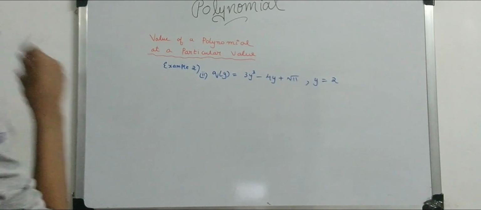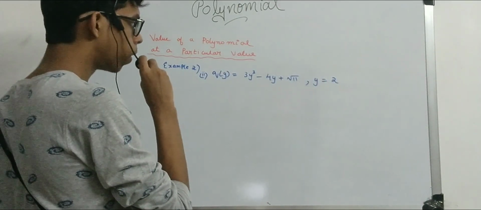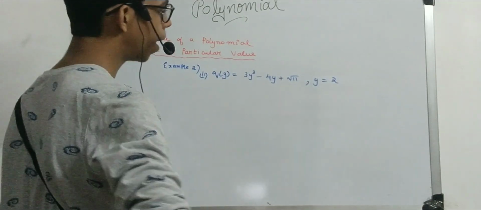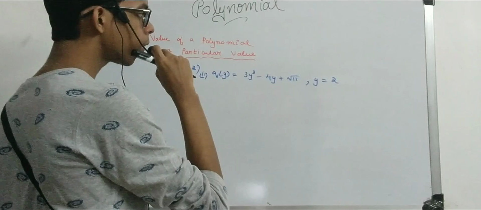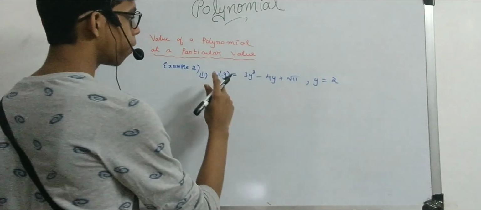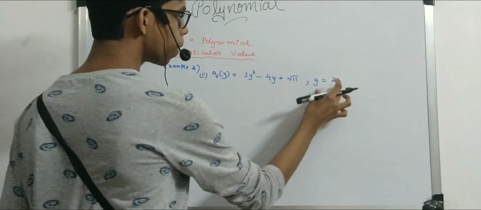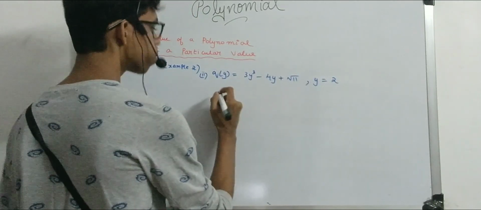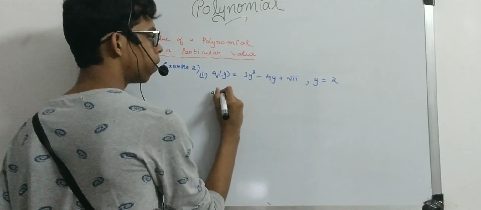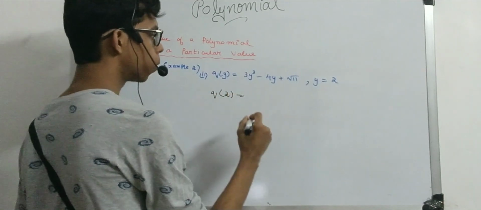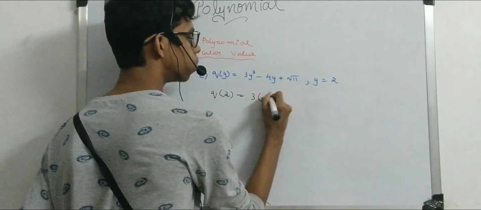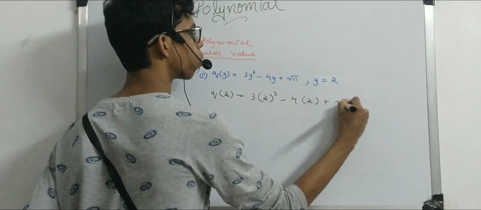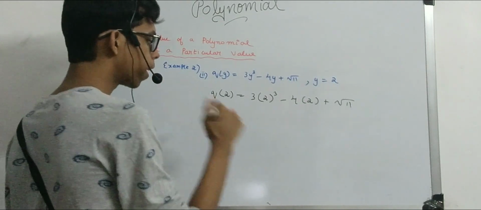Okay, our second one is q of y is equal to 3y cube minus 4y plus root 11 when y is equal to 2. So here also what should we do? We have been given q of y, so we have to substitute the value 2 in all the variables present here. So we will get q of 2 is equal to 3 into 2 cube minus 4 into 2 plus root 11. Okay, now we can just solve this.